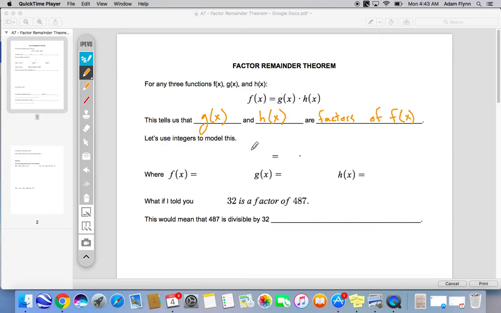So let's say we had f of x, which were a number, so 8, and we pick two factors, 4 times 2. Okay, 8 equals 4 times 2. Where f of x is 8, g of x is 4, and h of x is 2. Okay, so far not too bad, I hope. I'm going to scroll down, pause the video if you need more time.